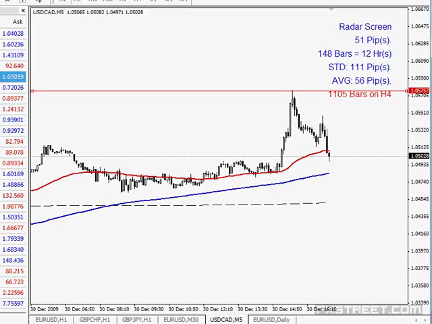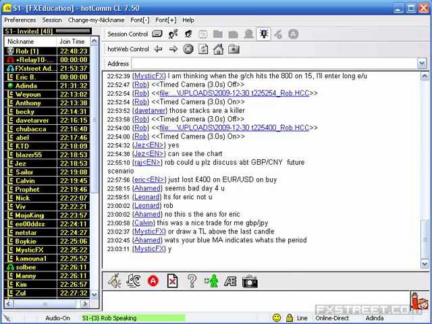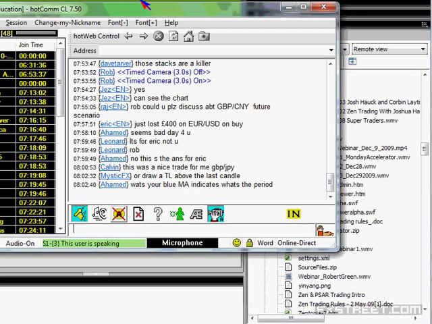Draw a trend line above the last candle. What's your blue, Ahmed? The blue moving average is the 200 simple moving average. Mystic says draw a trend line above the last candle. Is that for the dollar Canadian? 4 hour chart. Draw a trend line. And I think that's what we were talking about. Yep. And the red line indicates the 62 exponential moving average.